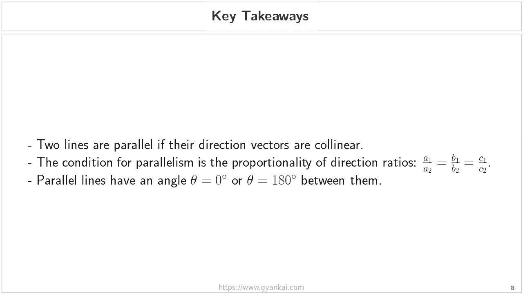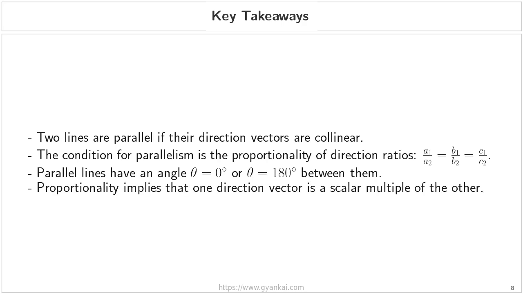Third, keep in mind the geometric relationship. Parallel lines will always have an angle theta equal to 0 degrees or 180 degrees between them. Finally, always remember the underlying logic. This proportionality implies that one direction vector is just a scalar multiple of the other. In other words, you can get from one vector to the other by multiplying by a constant value, which is why the ratios all result in that same constant.